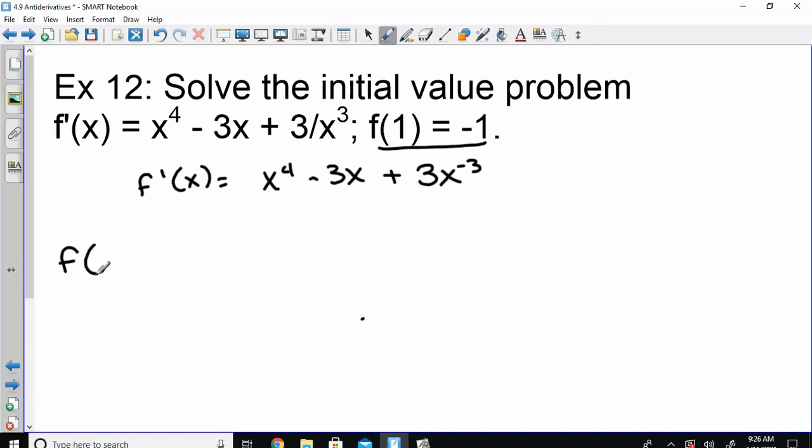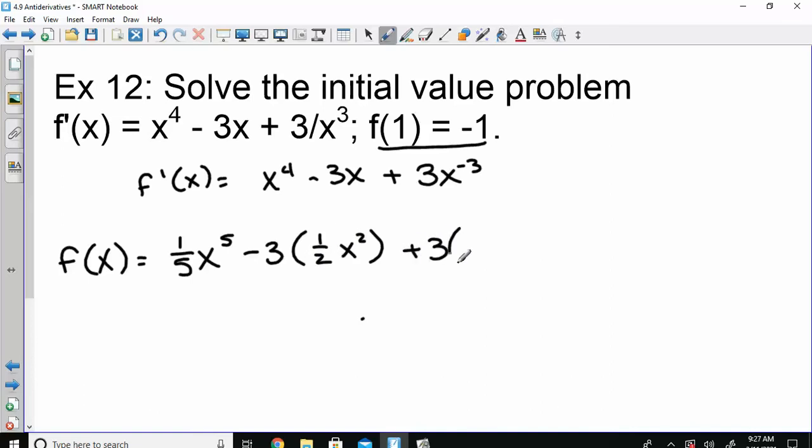So if we do our antiderivative, x to the 4th, if you add 1, that's an x to the 5th, so it gets a 1/5 in front. Minus 3, okay, this is x to the 1st, so if you add 1, it's x squared, so it gets a 1/2. Plus 3x to the negative 3. If you add 1, that's negative 2. So it gets a negative 1/2 in front. Plus c.